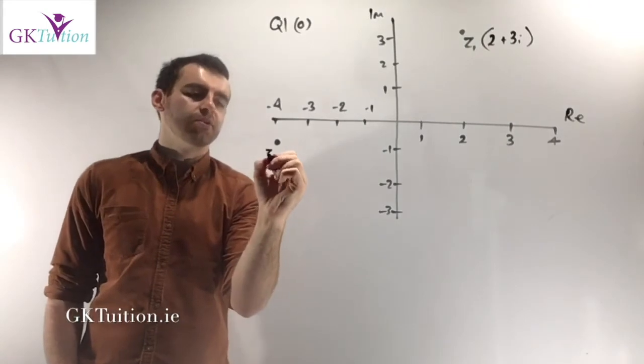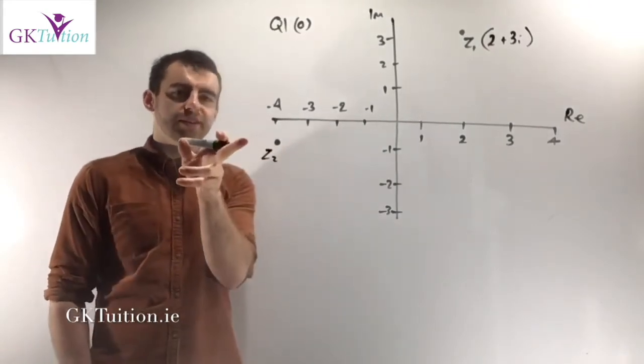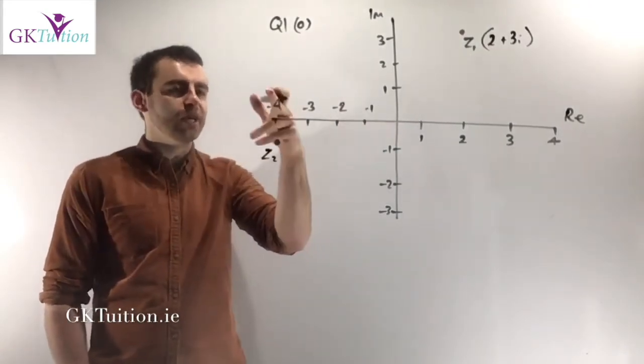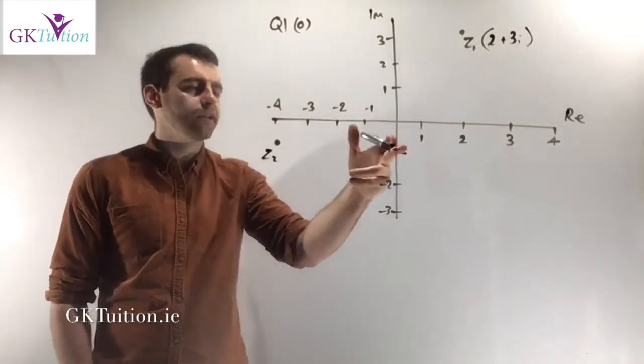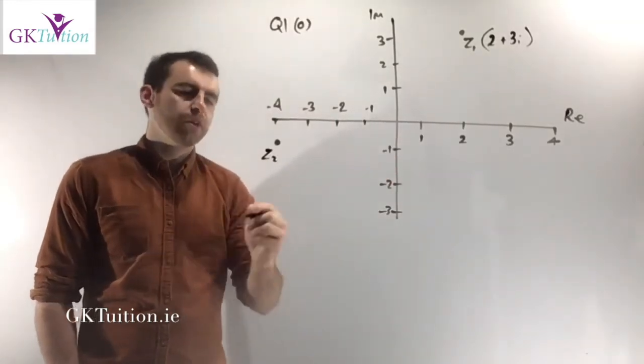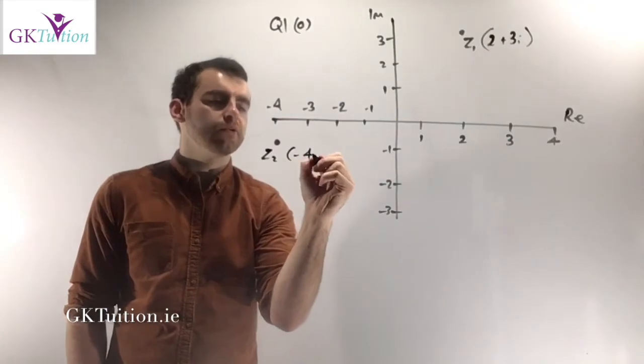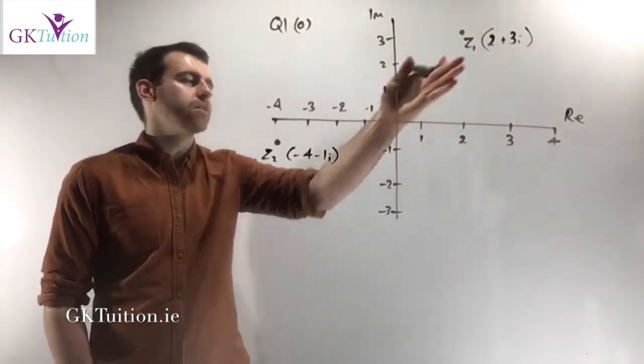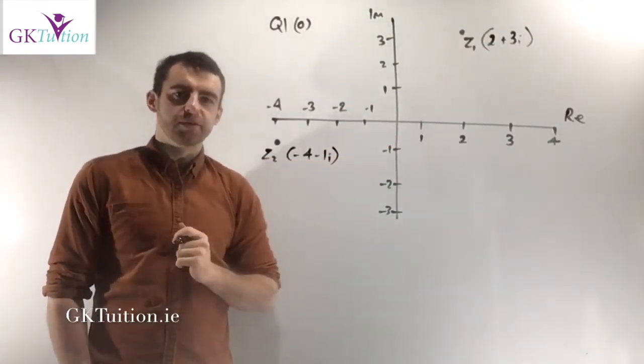The second complex number they've marked is down here, and it's Z2. In this case, the real element is minus 4 and the imaginary one is minus 1i. So Z2 in this case would be minus 4 minus 1i. So that's all you need for the answer for the first part of this question.